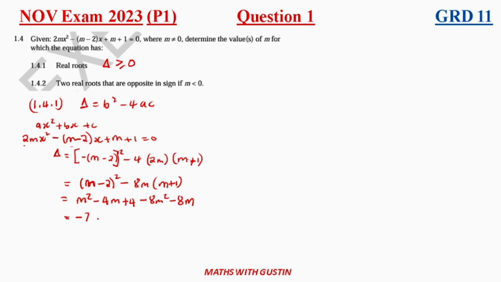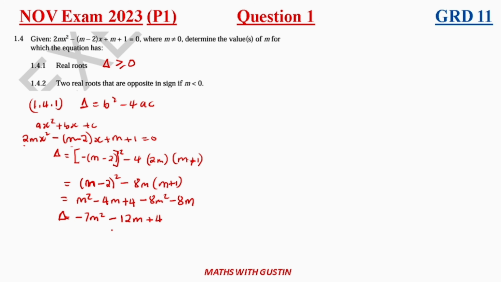We're going to have negative 7m squared, and then if you were to simplify further, what do we have? We've got negative 4m and negative 8m, which will give us negative 12m, and therefore plus 4. Therefore this is our discriminant. Okay, so simplified and straightforward, our discriminant there.